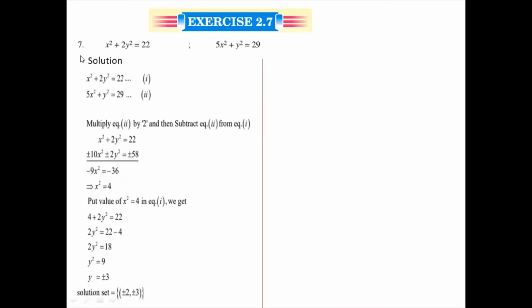Question number 7. x square plus 2y square is equal to 22, and 5x square plus y square is equal to 29. So both equations are quadratic equations in two variables. The first equation is x square plus 2y square is 22, so we write this as equation number 1, and the second equation, number 2, 5x square plus y square is equal to 29. Now multiply equation 2 by 2 and then subtract equation 1 from it.